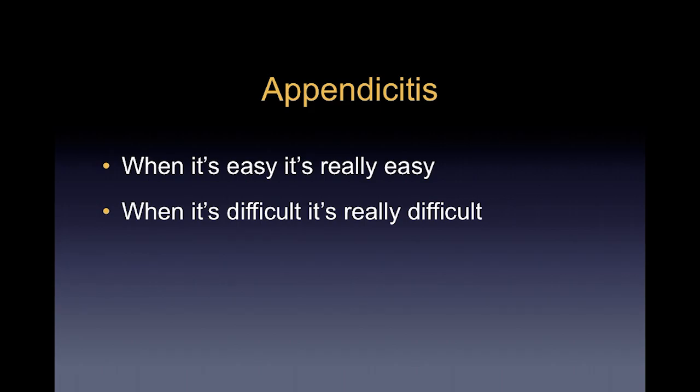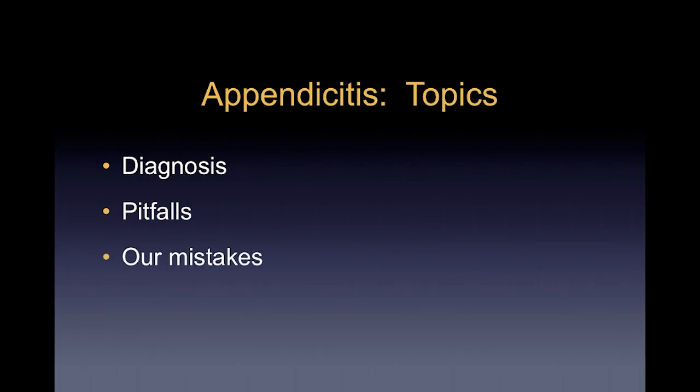So in this talk, I'm going to try and concentrate on some of these more problem scenarios and how we can sort it out and make a diagnosis. So what we're going to talk about today, a little bit about diagnosis, the pitfalls in making a diagnosis of appendicitis, where we tend to make mistakes, and then I'll finish with just a little bit about pregnancy, since that can be a sort of difficult circumstance when we're trying to make a diagnosis of appendicitis.